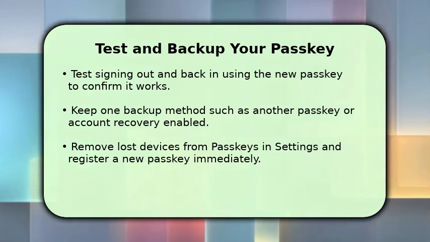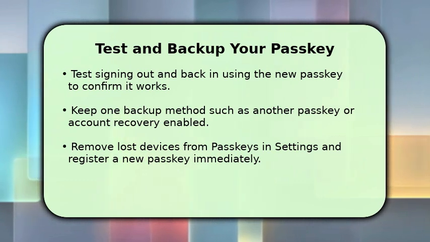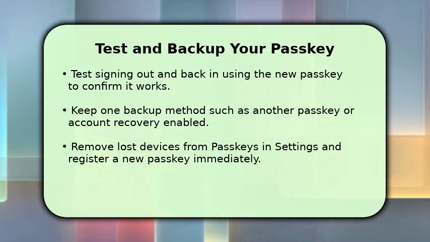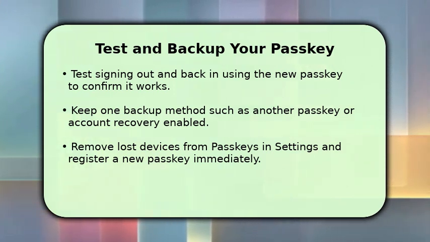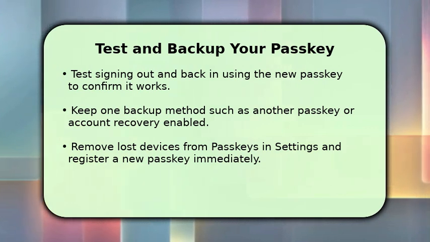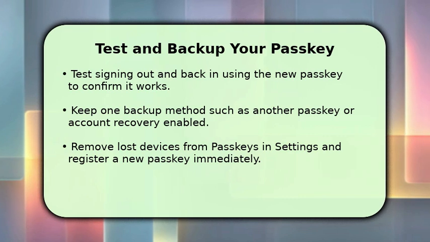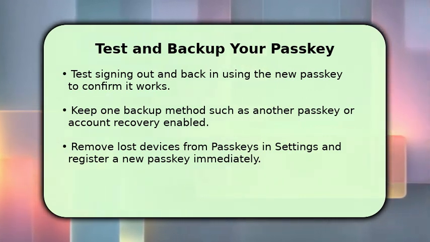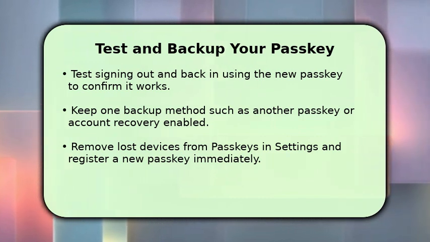Keep a backup method available, such as a second passkey or recovery options, in case you lose the primary device. If you lose a device, return to Settings, open Passkeys, and remove the lost device immediately to protect your account. Then register a replacement passkey or enable account recovery to avoid lockout.